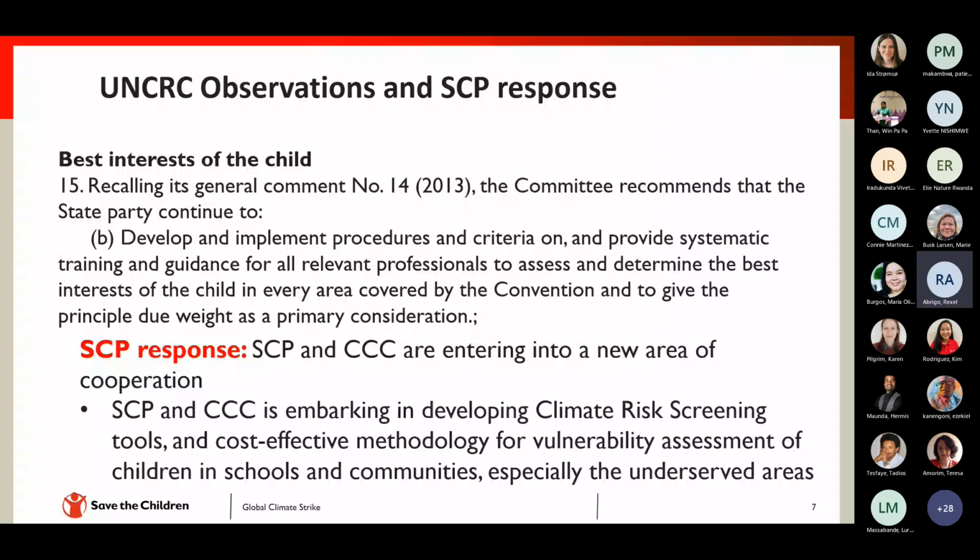Moving along, in developing and implementing procedures, still in the best interest of the child, we have already been embarking, together with the Climate Change Commission, on the development of a climate risk screening tool, a cost-effective methodology for assessing the vulnerability specific to children in schools and communities, especially in underserved areas. What do we mean by this? There are a lot of reports already. It was mentioned even a while ago that children would be facing heat waves, more flooding, and all these things.